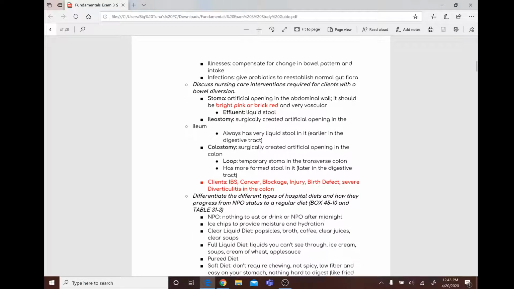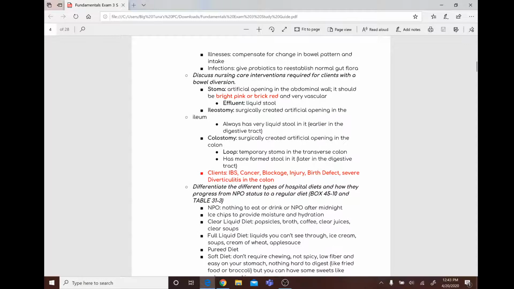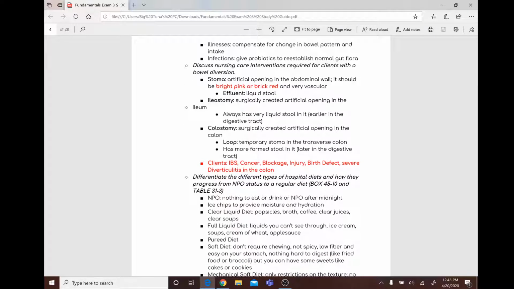What is an ileostomy? Surgically created artificial opening in the ileum. Always has very liquid stool in it. It's earlier in the digestive tract. What is a colostomy? Surgically created artificial opening in the colon. Has more formed stool in it. That was a loop colostomy. Temporary stoma in the transverse colon.